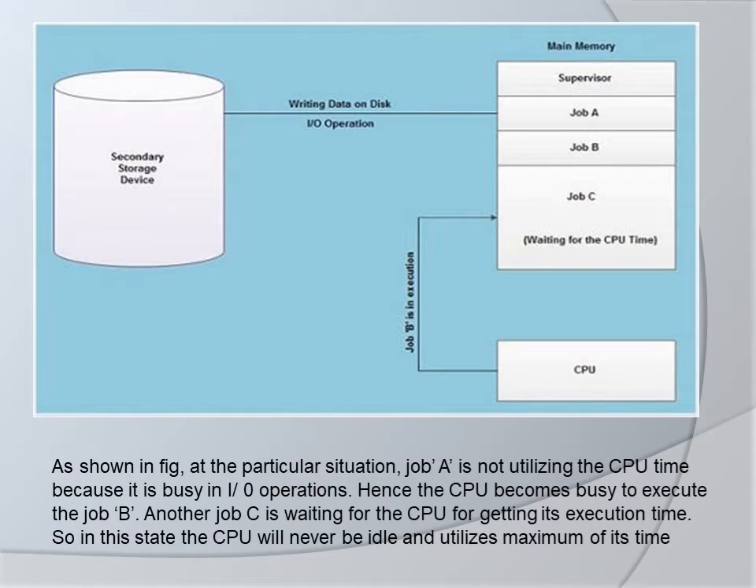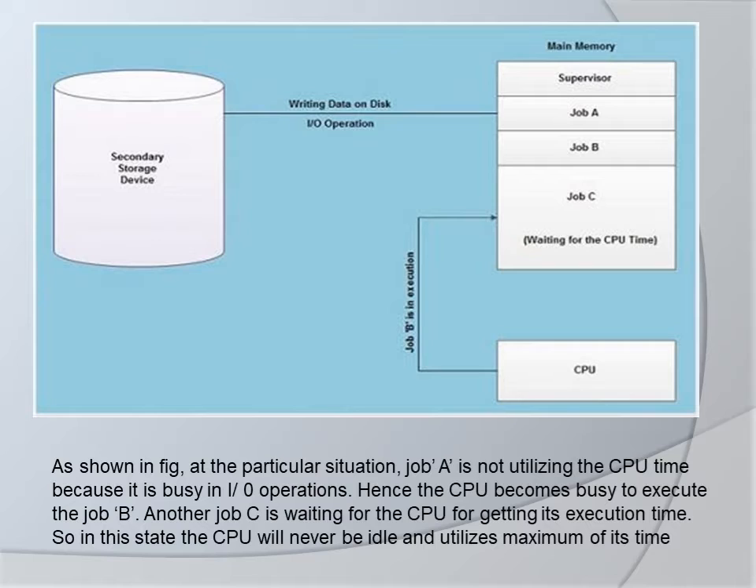Now see in a diagram. There are secondary storage devices, then main memory. It is divided as supervisor, job A, job B, job C, and the CPU. Job B is in execution. As in this diagram, job A is writing data on the disk, that is using the input and output operation. Job B is under execution and job C is with all the resources, but it is waiting, that is getting the timing of the CPU, that is the CPU concentration.